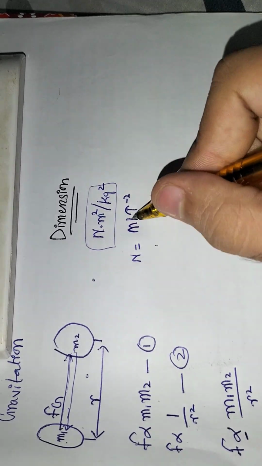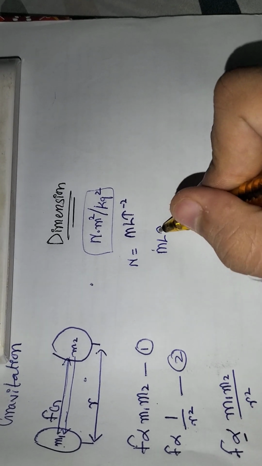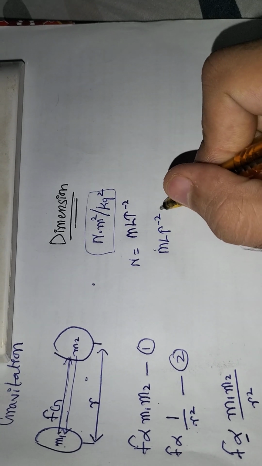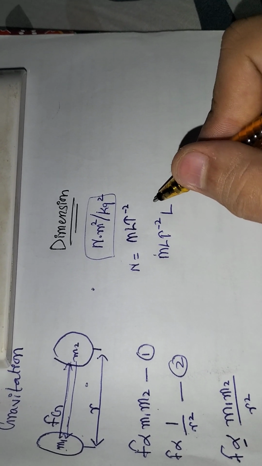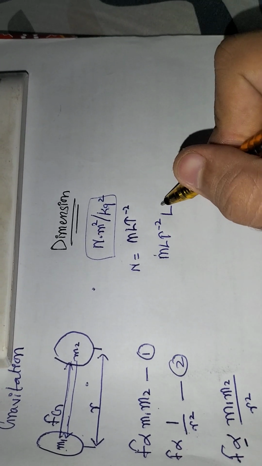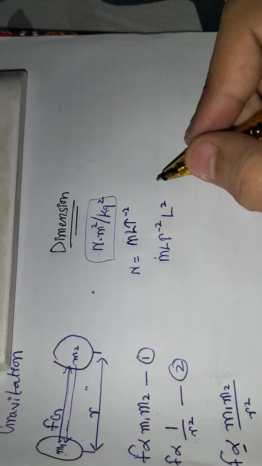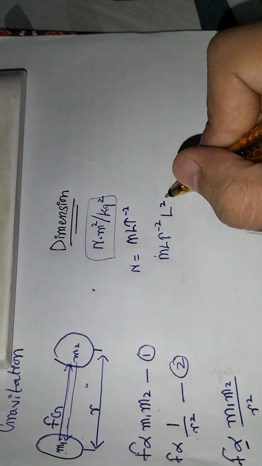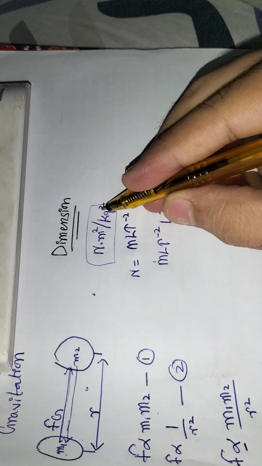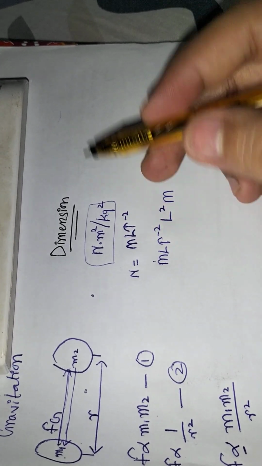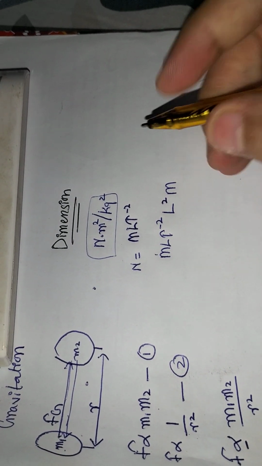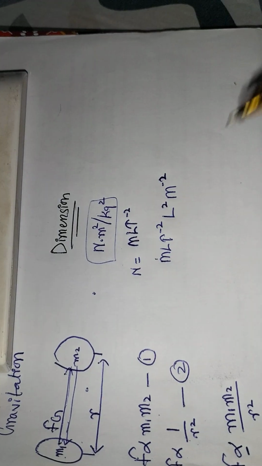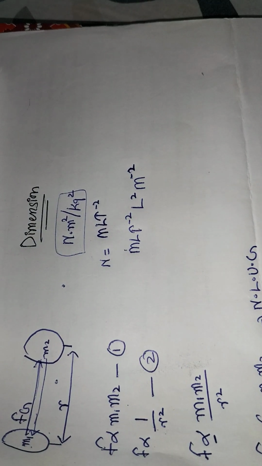At the place of Newton we will write M L T minus 2. M square means meter square, so at the place of meter square you will write L, length, because the meter is a unit of length. So length square, L square, upon kg square, where kg is a unit of mass. When M goes from the denominator to the numerator, we place a negative sign.